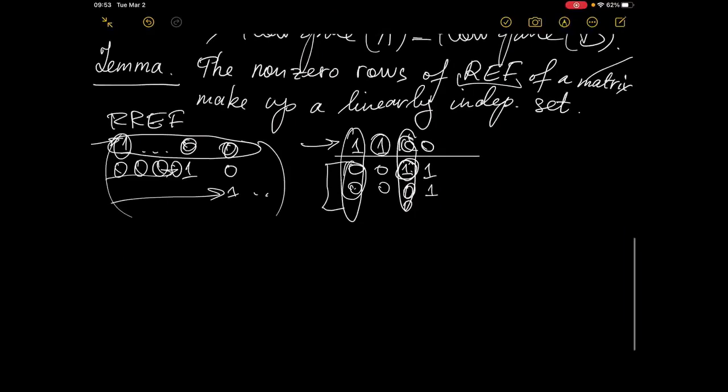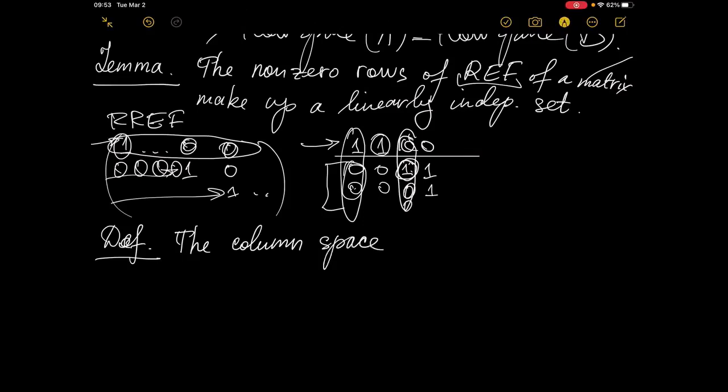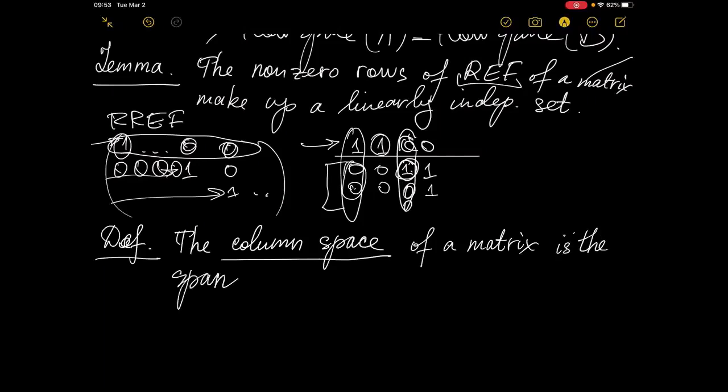Okay, so now let me give a definition. The column space. Okay, we did it with the rows, so now let us do the same with columns. The column space of a matrix is the span of the set of its columns.